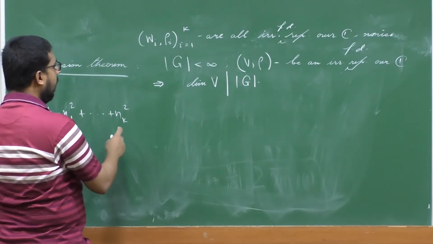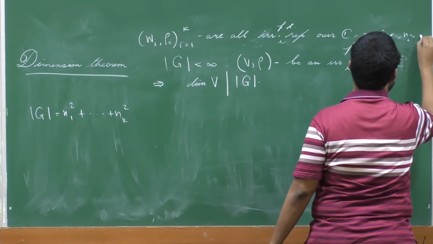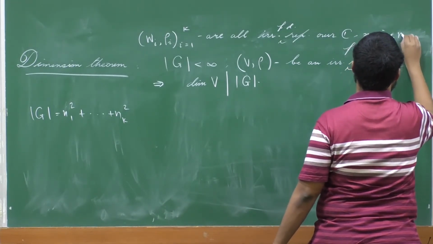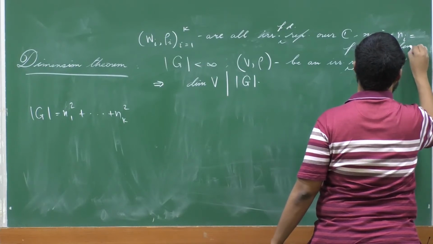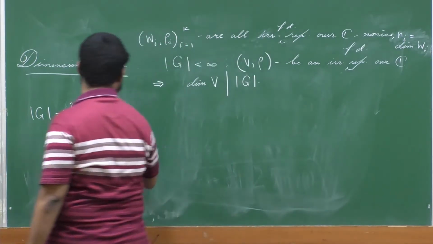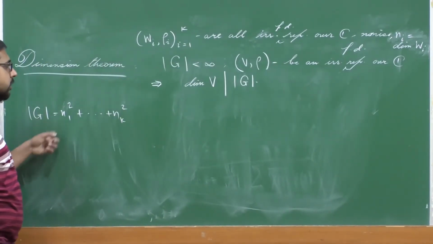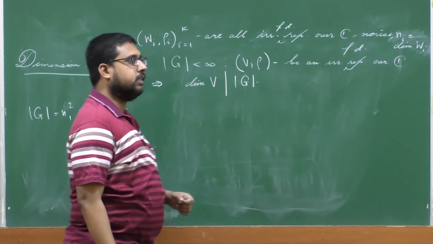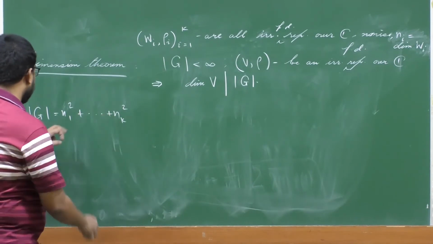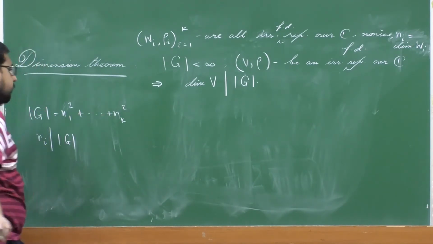So here also we take ni to be the dimension of Wi. This is what we have. Let's keep that fixed throughout. So earlier we have seen that we have this relation. Then the dimension theorem further says that each of these ni's must divide the order of G.